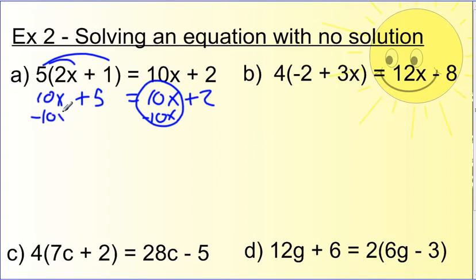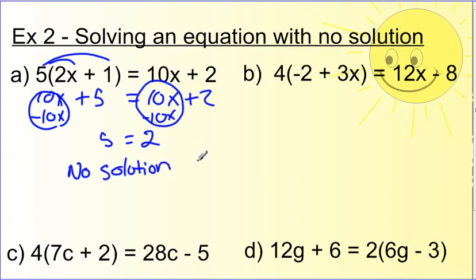If I subtract 10x here, watch what happens. I get 5 equals 2. My variables canceled out. There's no more x's left in this problem. I have 5 equals 2. And the first thing you should be going in your head is, what? That doesn't make sense. Well, the reason why we have 5 equals 2 and no variable left over is because this problem actually has no solution. There is absolutely no number you could plug in for x that will make this side equal to this side. Now, let me show you why. I'm going to go back up to this step here before I canceled out.